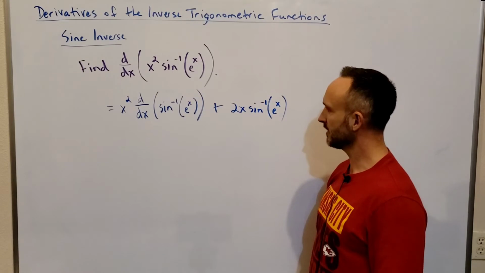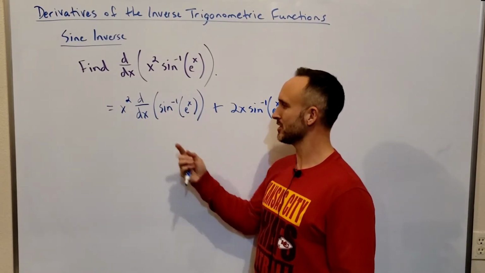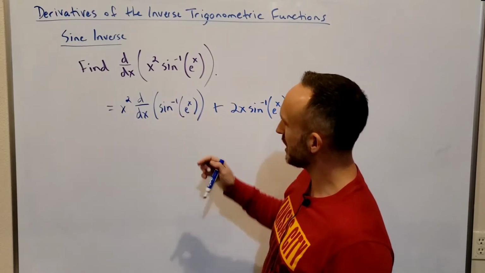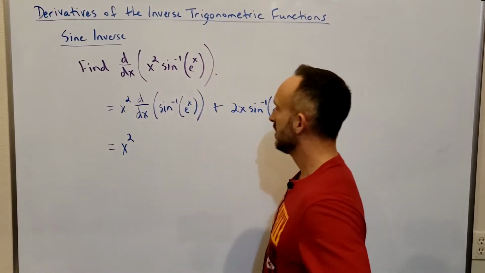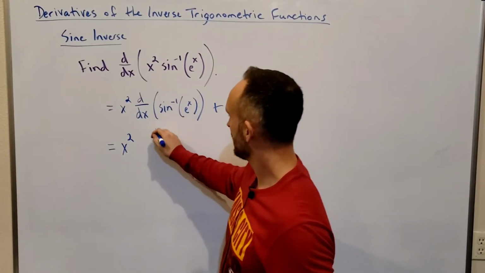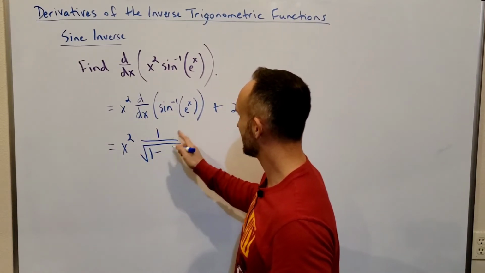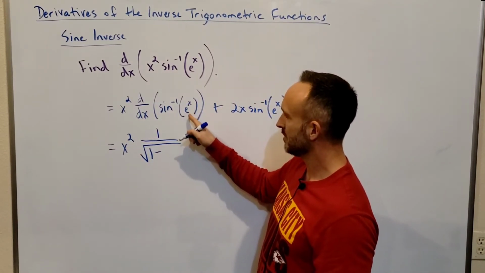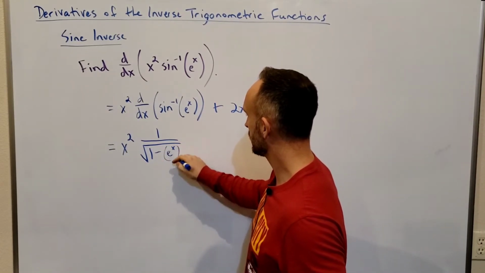Okay? So we still have to do one derivative. And this is a sine inverse derivative with the chain rule. All right, so I'll carry down my x squared. The derivative of a sine inverse function we just learned is 1 over the square root of 1 minus this thing squared. So e to the x quantity squared.